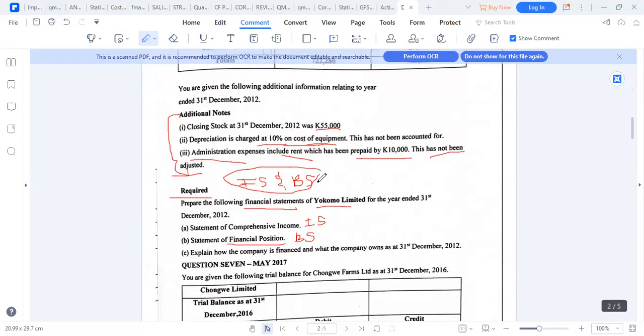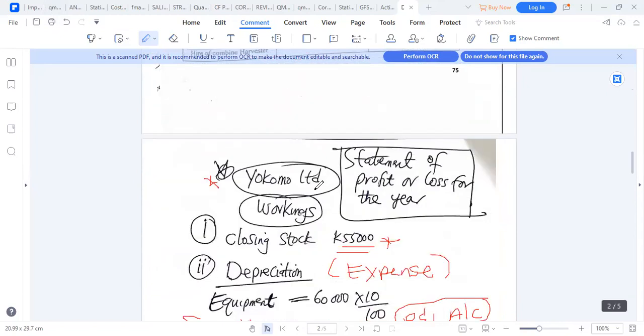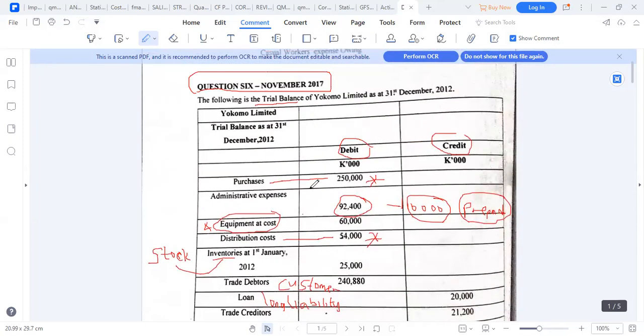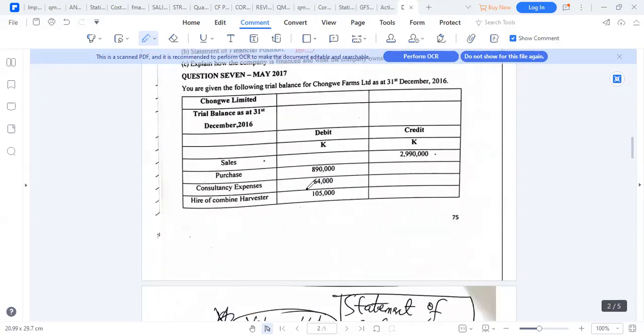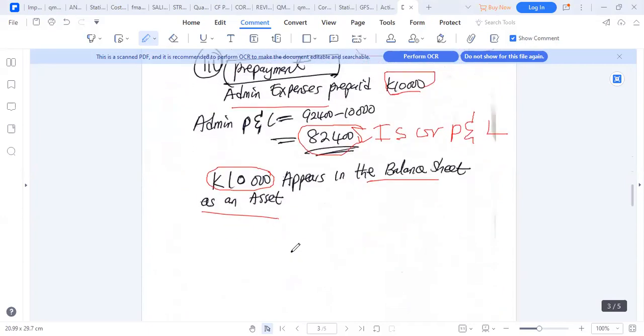Okay, so we can continue. We now get into this question. This one has been sent to the group, so you can check there. Now I want to explain. We are preparing the statement of financial position of this company, Yokomo Limited. The first part is done, with the workings. Depreciation also goes to the balance sheet, as well as the equipment, prepayment, and other things.